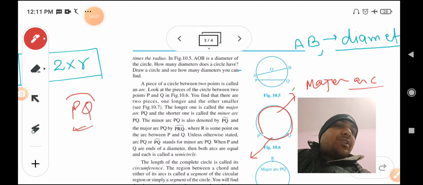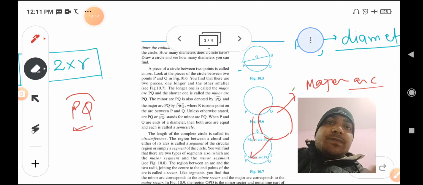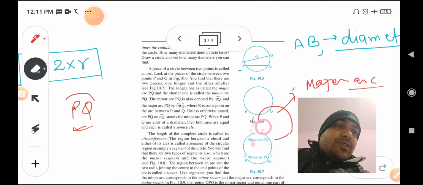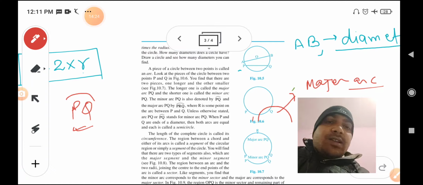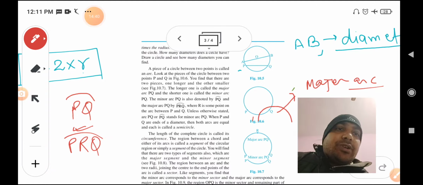And the major arc PQ, if you want to write the major arc, see in this figure, this is minor arc PQ and this one is major arc PRQ. So there are two types of arc. One is major arc, which is greater in length, and the other, which is smaller in length, is known as minor arc. Is it clear to everyone? Okay.